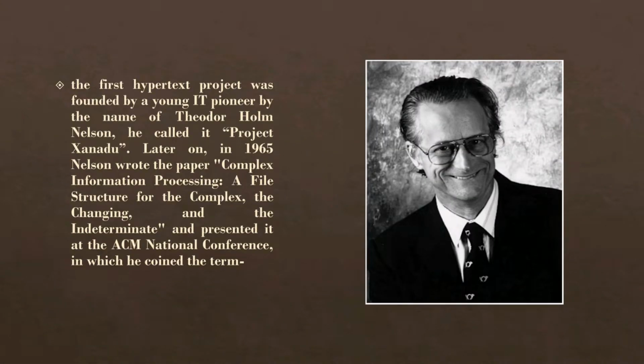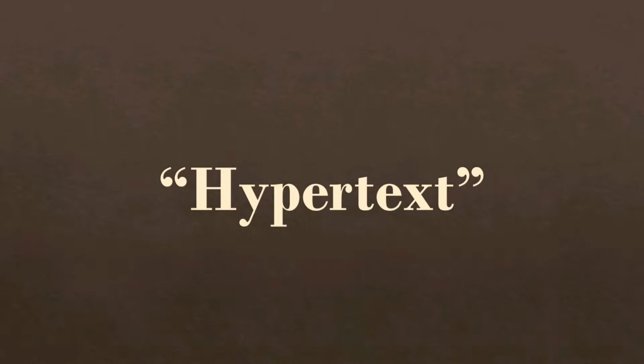In 1960, the first hypertext project was founded by a young IT pioneer by the name of Theodore Holm Nelson. He called it Project Xanadu. Later on, in 1965, Nelson wrote the paper "Complex Information Processing, a file structure for the complex, the changing, and the indeterminate," and presented it at the ACM National Conference, in which he coined the term hypertext.